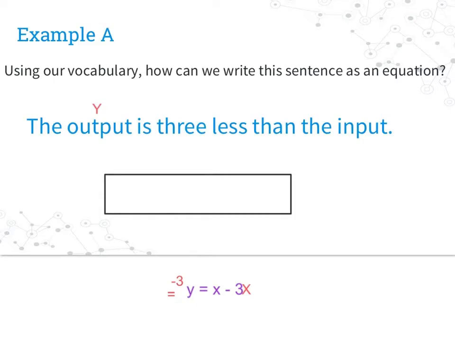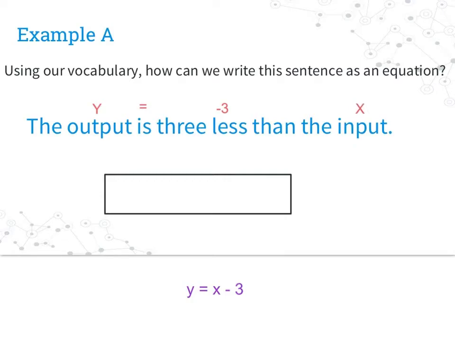The next thing here, and very important, not a word that we discussed before, but anytime you see the word is, that means equals. So I'm going to put an equal sign above the word is. Then it says 3 less than. So I know 3 less than means subtraction, so I'm going to have minus 3. Then the input, and I know the input means x.